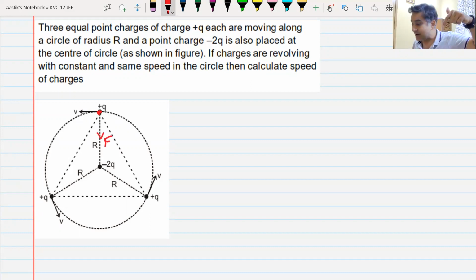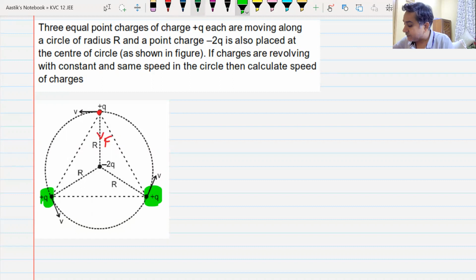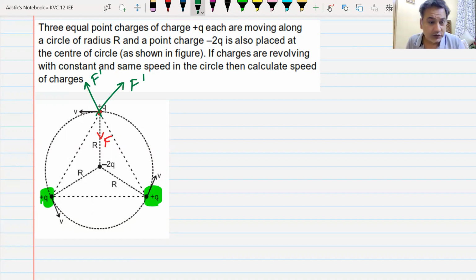Yes or no? Root over 2m k q square by r cos theta by 2. What is cos theta? Anyways, you have tried, that is good. One is force F here because of the central charge. Then there comes this force from this green charge and this force from this green charge, and let us call both these forces F dash and F dash together. Yes or no? Do we understand this, or has this gone above our head saying bye bye?